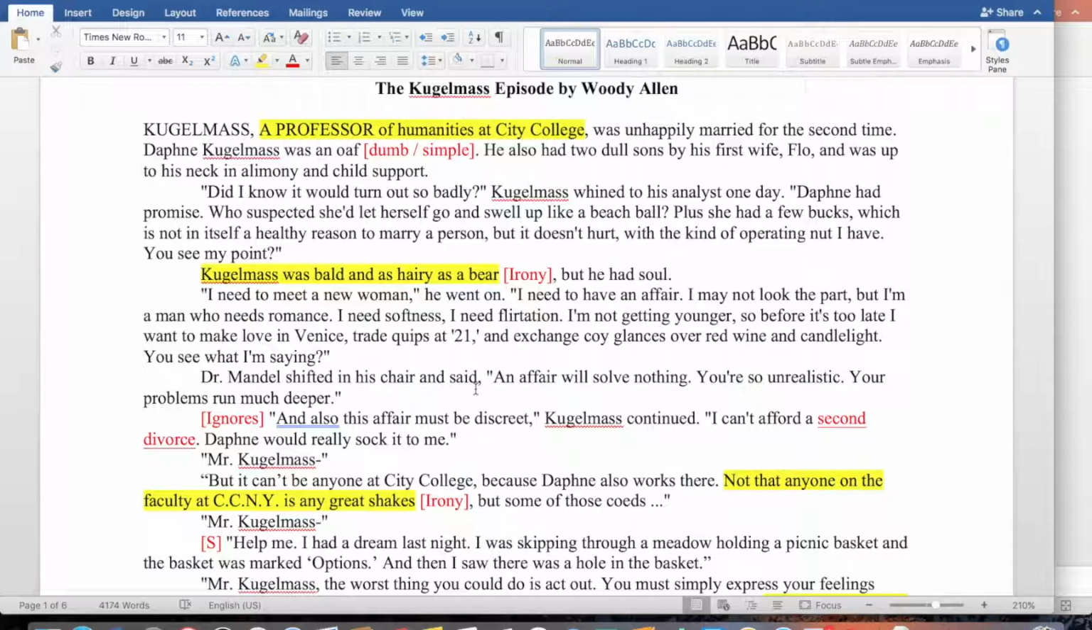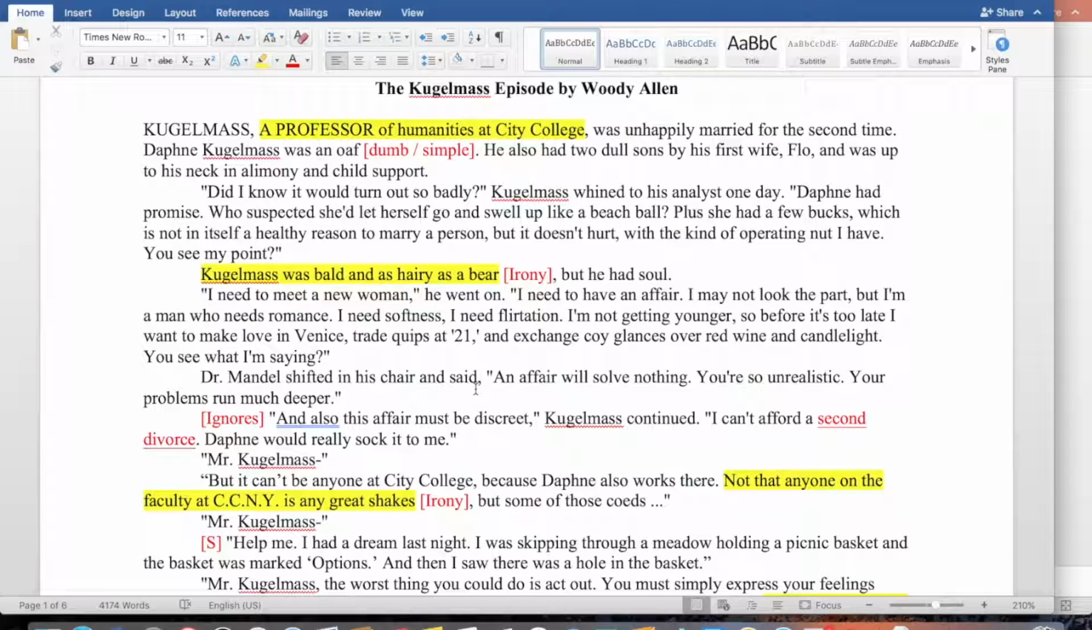Did I know it would turn out so badly, Kugelmass whined to his analyst one day. Daphne had promise. Who suspected she had let herself go and swell up like a beach ball? Plus she had a few bucks, which is not in itself a healthy reason to marry a person, but it doesn't hurt with the kind of operating nut I have. You see my point?